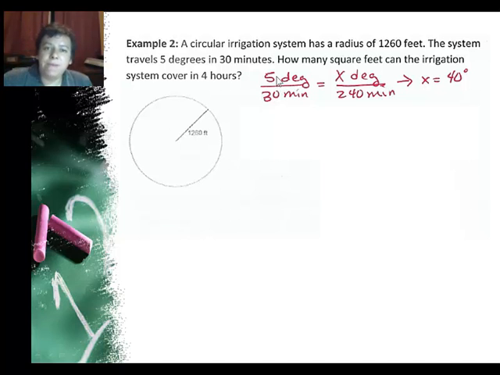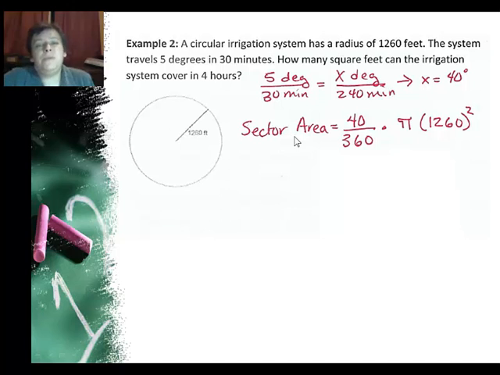I said, well, if 5 degrees is in 30 minutes, then x degrees, what I'm looking for, is in 240 minutes. Notice it's not 4 hours here, but I changed it to minutes. When you solve that, you find out that x is 40 degrees. The other way you could have done this is said, oh, 5 degrees in 30 minutes, 10 degrees in an hour, so 40 degrees. That probably would have been faster.